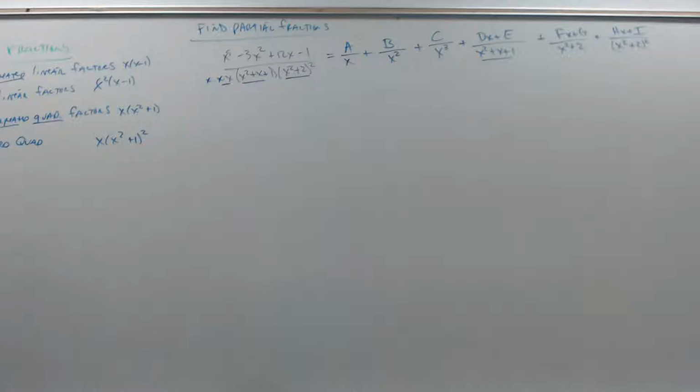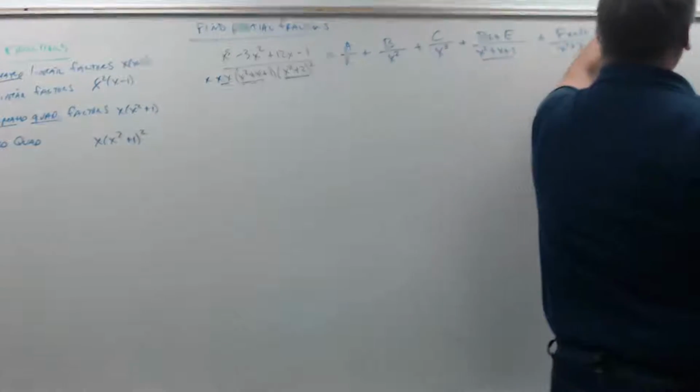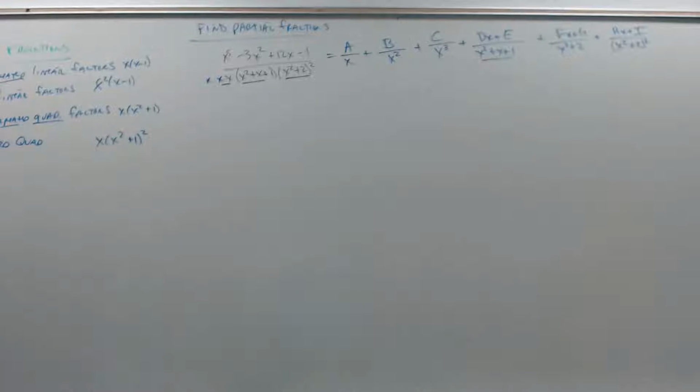Now, how many unknowns do we have? Too many. That's the right answer. We've got 1, 2, 3, 4, 5, 6, 7, 8, 9. Can we add one? 9 equations, 9 unknowns. How about that? That's what I'm talking about.